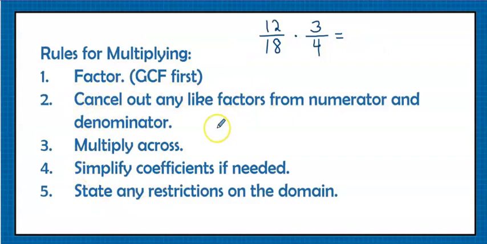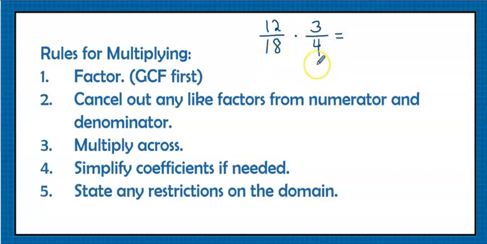Factor, GCF first, cancel out like factors. Same thing we've been doing. But when we multiply two fractions, we just multiply straight across. I like to simplify and cancel out stuff before I multiply. Because if I were to multiply 12 times 3 and then 18 times 4 and then try to simplify that, to me that's a lot more difficult than simplifying in the first place. Simplify coefficients and then state any restrictions, the same thing we've been doing.